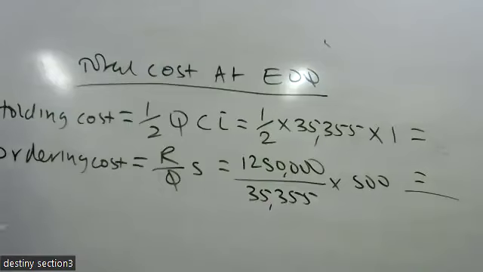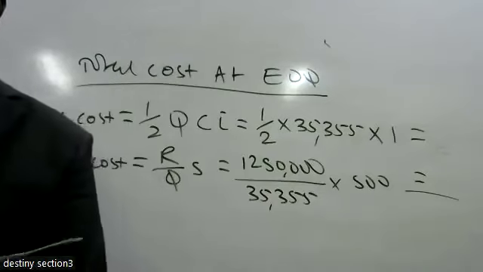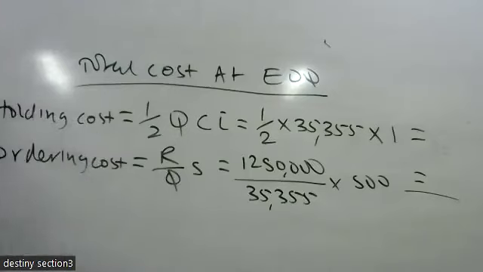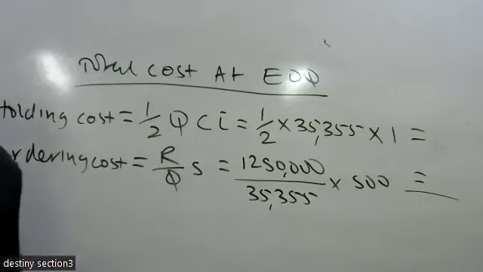Yeah, when there is no C, if they give you CI, we cannot have the purchase cost. So you proceed to holding and ordering cost. But if they have given us R separately and C separately, now you can have the purchase cost.